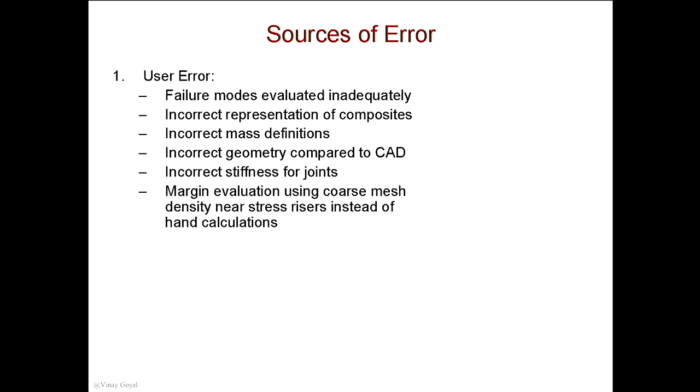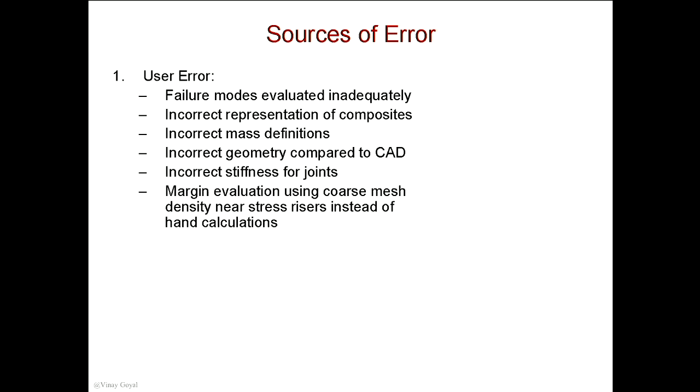I've also seen composites not represented correctly, so the ply angles may not be specified accurately, or the material properties could be incorrect or assumed instead of measured. Sometimes the data is put into the model incorrectly. Also make sure your composite properties match up with the orientations of the ply. Mass definition has been incorrect or in different units. The geometry does not compare well with CAD. It just looks different, and that can be a problem.